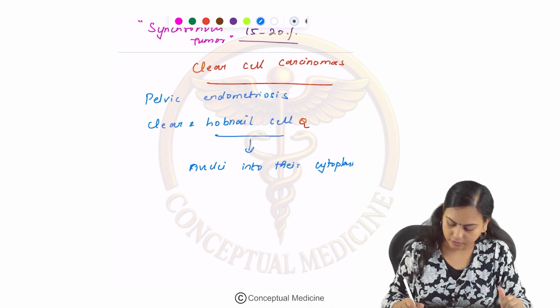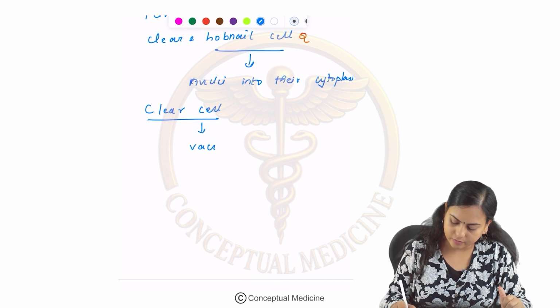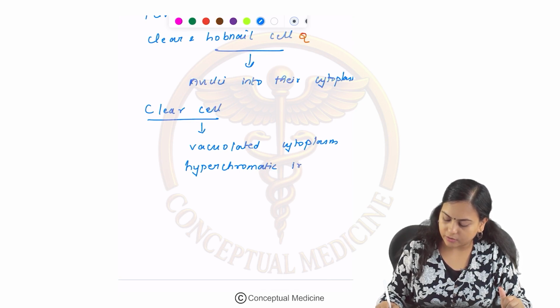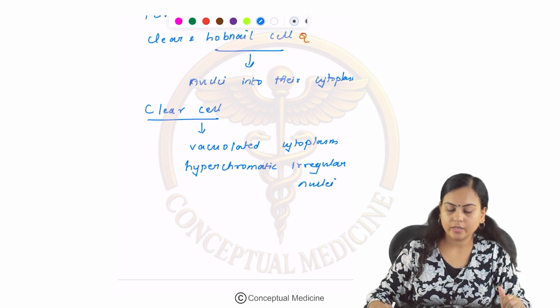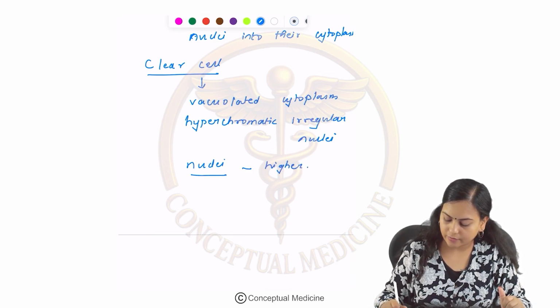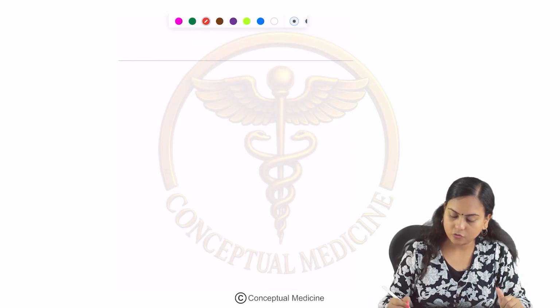And so what do you have here? You have a clear cell here with abundant vacuolated cytoplasm, and there are also hyperchromatic irregular nuclei. Okay, and you have to know the nuclear grade is higher. Okay, these nuclei have a higher grade. Clear? Now coming to Brenner tumor.